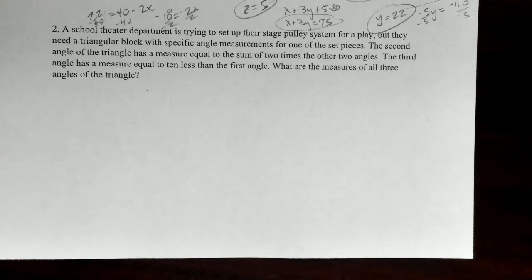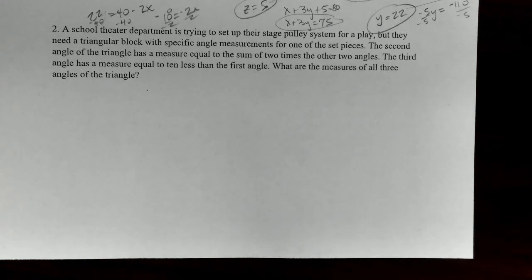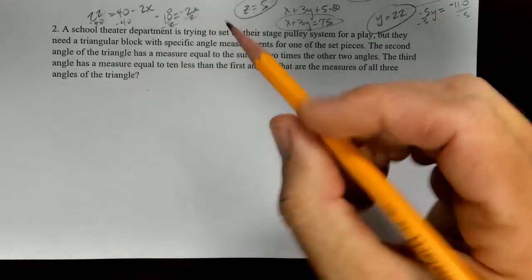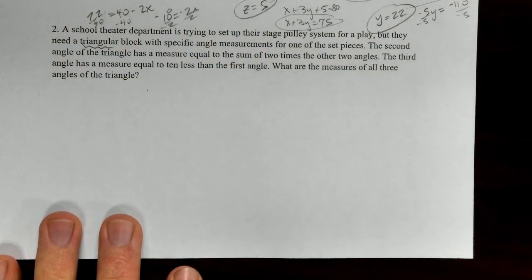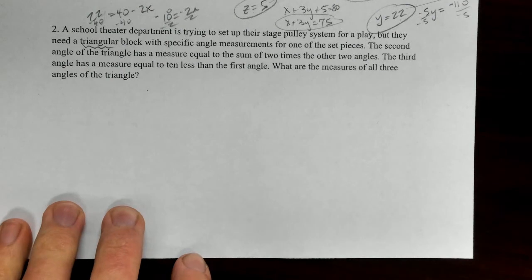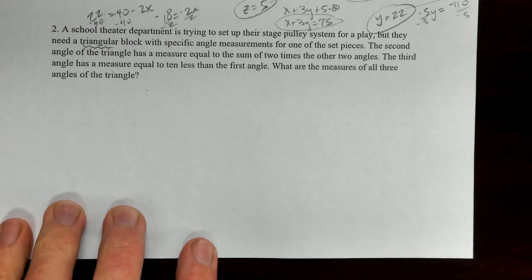Alright, let's look at number 2. Number 2 says a school theater department is trying to set up their stage pulley system for a play, but they need a triangular block with specific angle measurements for one of the set pieces. The second angle of the triangle has a measure equal to the sum of 2 times the other 2 angles. The third angle has a measure equal to 10 less than the first angle. What are the measures of all 3 angles?